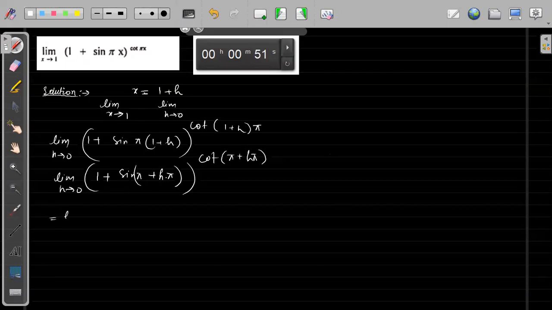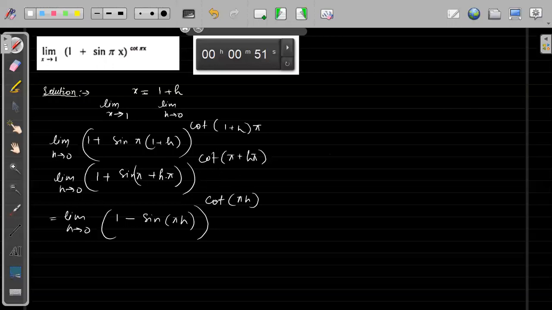So see, this is limit of h tends to 0. This will get transformed. Sine of pi plus h is minus sine. So 1 minus sine of pi h, right? And this is cot of pi plus h. Cot of pi plus h is simply cot of pi h, right? Because this will again be in the third quadrant, pi plus h pi.